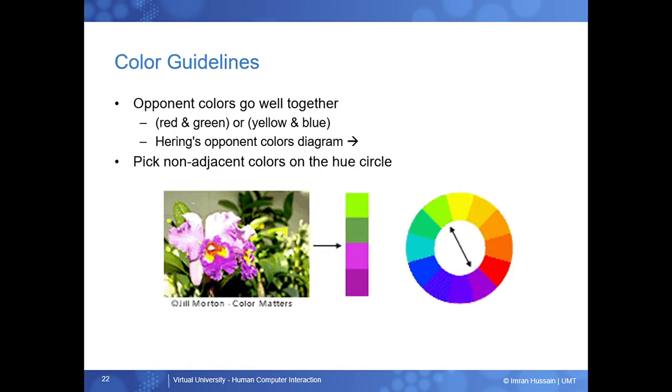So for the color guidelines, opposite colors go well together. You have red and green, and yellow and blue. And Hering supports the opponent color diagram.